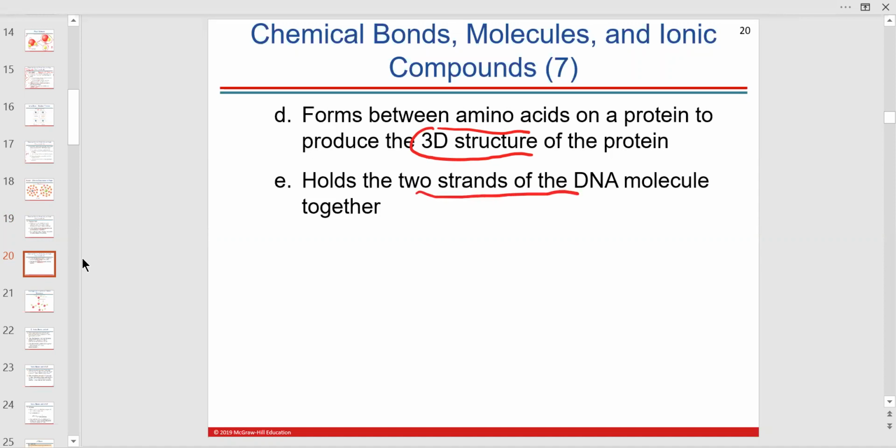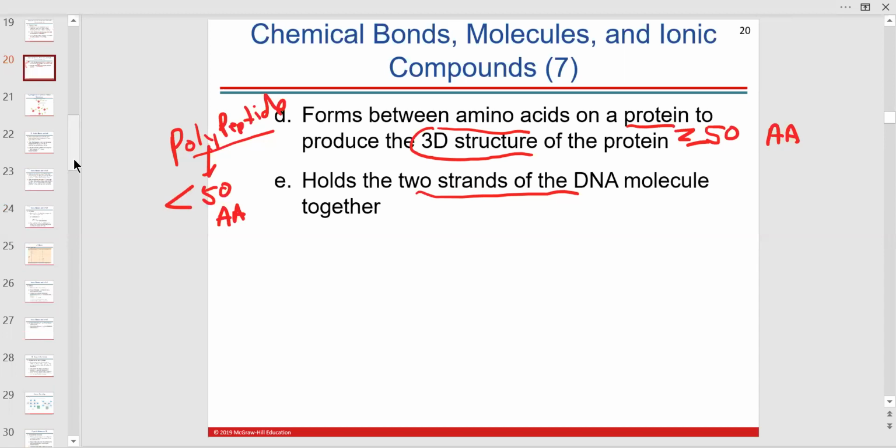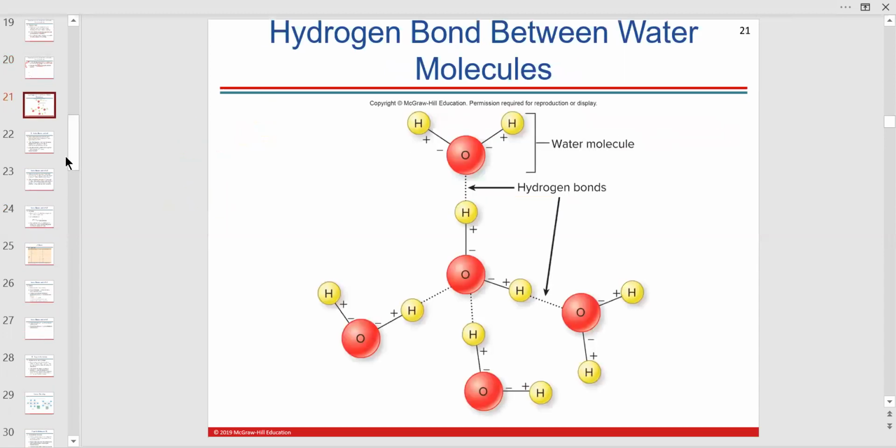So hydrogen bonds hold the strands of DNA and form between amino acids on a protein, but don't forget the word polypeptide. A protein is greater than or equal to 50 amino acids, where a polypeptide would be less than 50 amino acids. That's all that means. It's still the same thing. It's a long strand of amino acids, which you're going to learn are the building blocks for protein. It's building up, my friends.